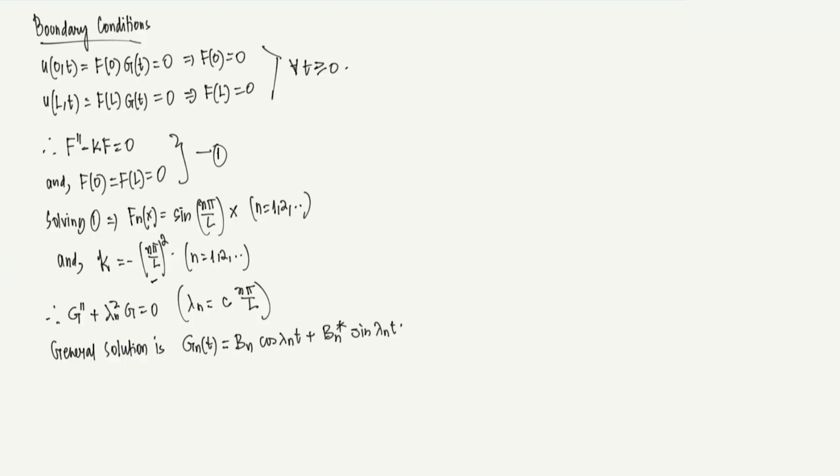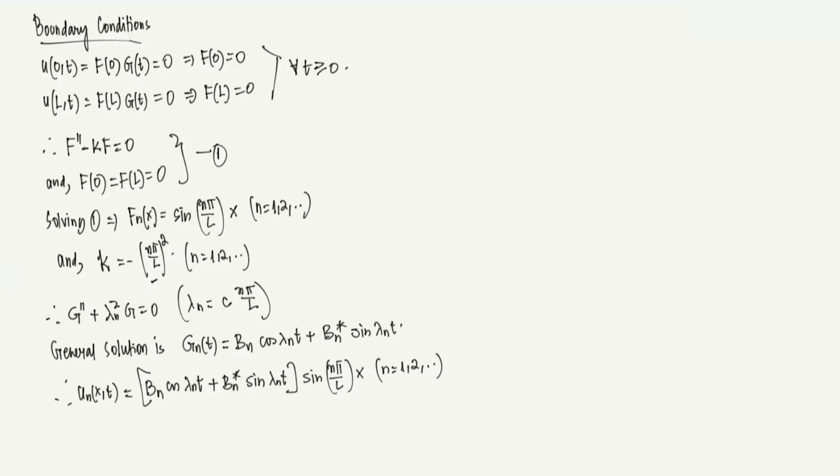Is it okay? Yes. So therefore, for each n, u_n of x,t is a solution, right? And that will be given by g_n of t times f_n of x, which is nothing but b_n cosine lambda_n t plus b_n star sine lambda_n t, and then sine of n pi by l times x. So this is for n equals 1, 2, and so on.